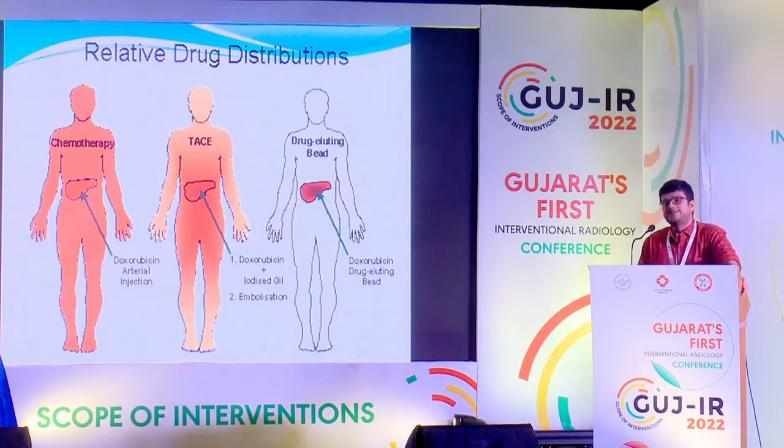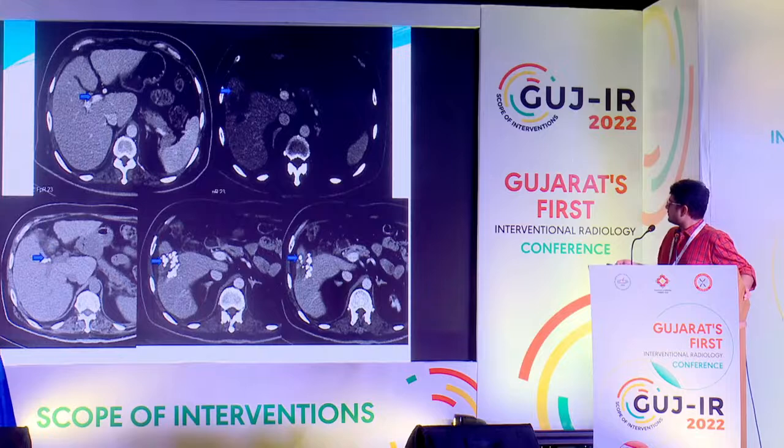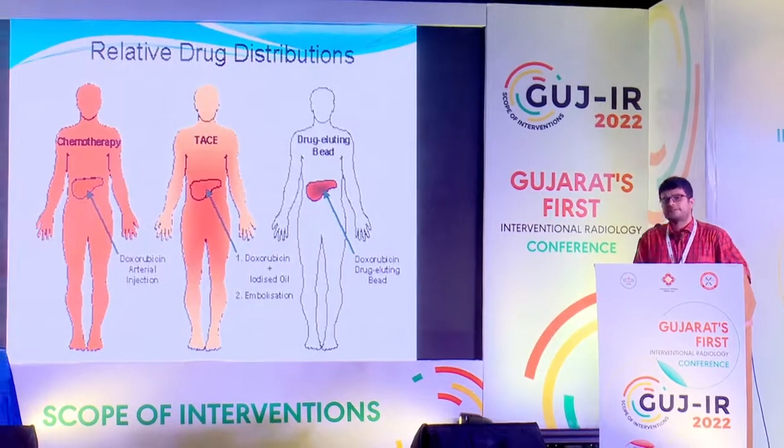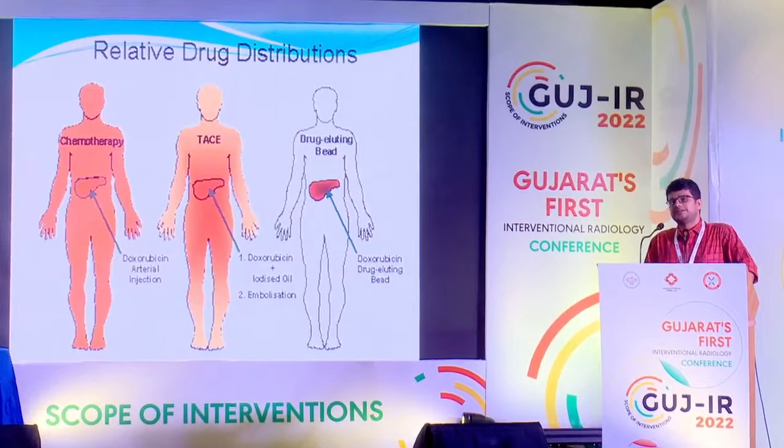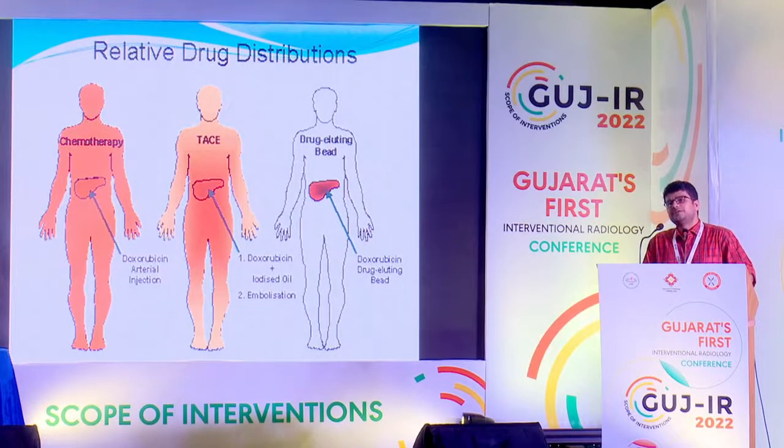So how does TACE help? TACE delivers chemotherapeutic agent directly into the liver through an angiographic route through the artery, because HCC is supplied majorly by the arterial system. And there are various types of transarterial chemoembolization, conventional and drug-eluting beads. In conventional embolization, a major part of the drug goes in the liver, whereas in drug-eluting beads, 100% of the drug goes in the liver. So drug-eluting bead TACE is better than conventional TACE.